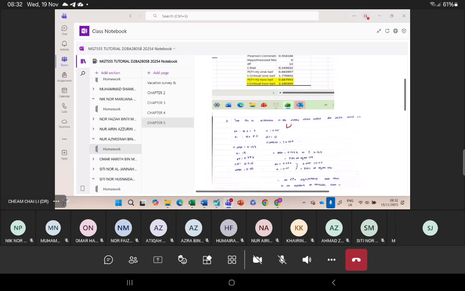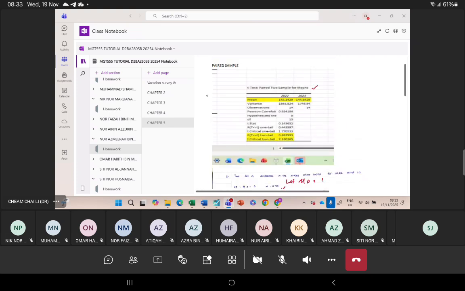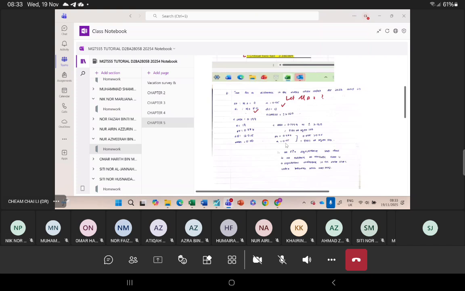So Mira, for your group, you have to define what your mu D is, and only then you write mu D. So this is your hypothesis. Okay, your significance level. Because you have a not equal sign in your alternative hypothesis, you refer to two-tail, right? Your t-test is 0.14, and your critical value of t for two-tail is 2.16.